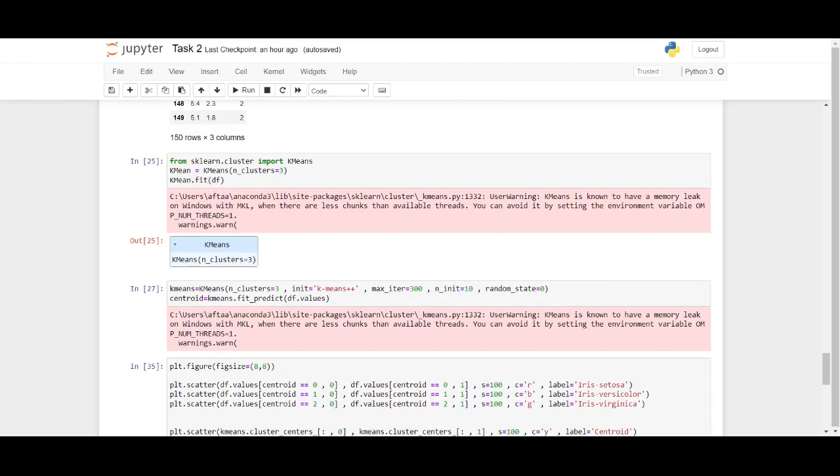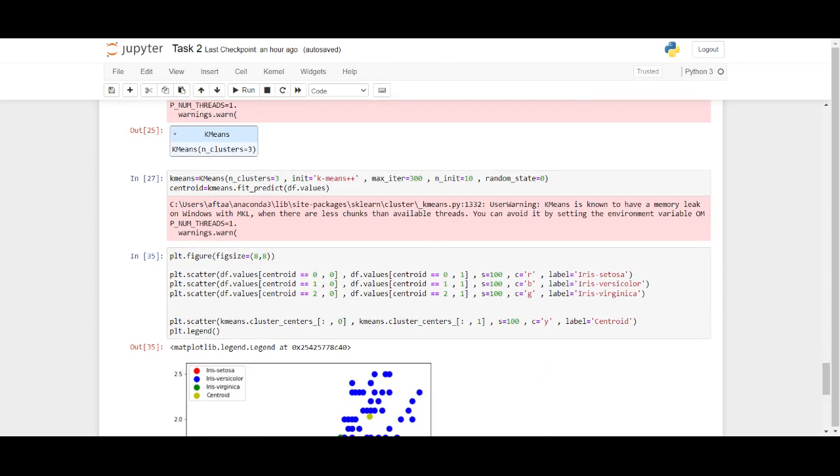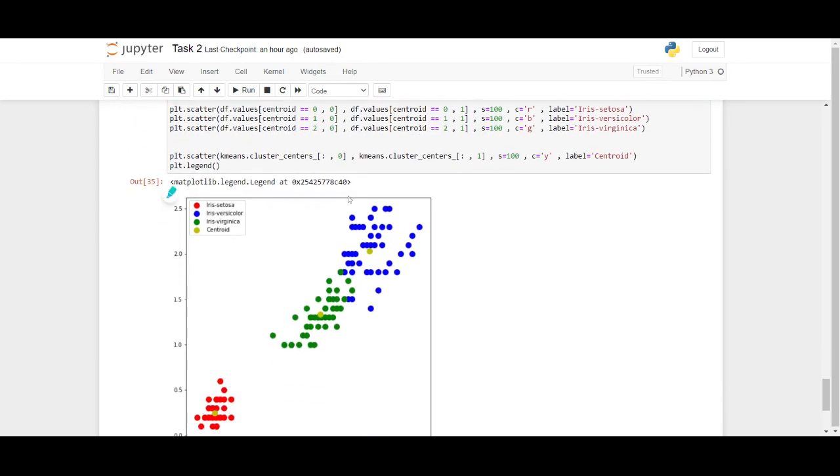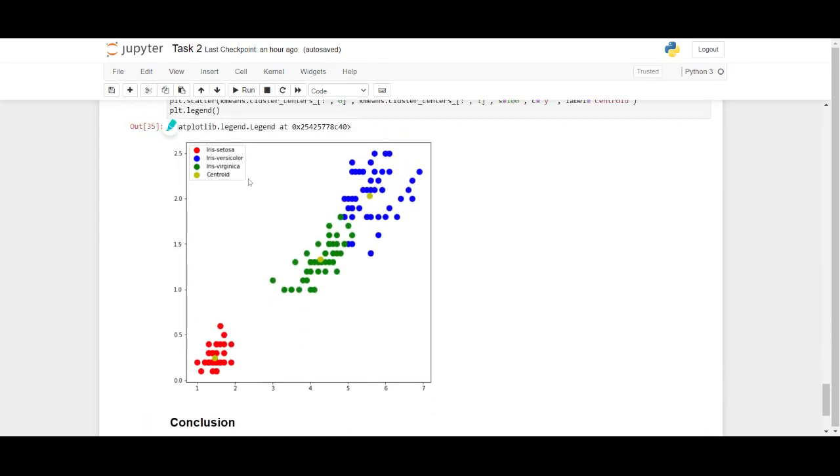Now, from sklearn.cluster, importing k-means. Next, defining k-means equals to 3 number of clusters. Training the model and finally plotting it for iris setosa, iris versicolor, and iris virginica. This red indicates iris setosa, green is iris virginica, and blue is iris versicolor. And these values are centroids for those respective clusters.